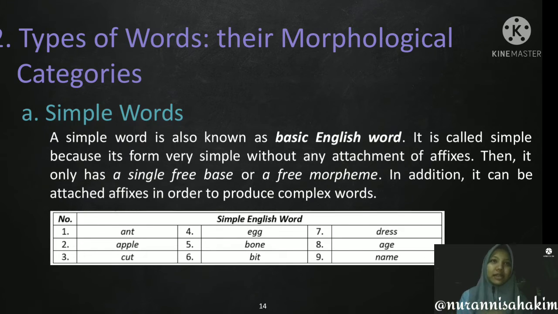The second type of words is their morphological categories. They are divided into three types: simple words, complex words, and compound words. The first is a simple word. A simple word is also known as a basic English word. It is called simple because it is formed very simply without any attachment of affixes. It only has a single free base or free morpheme. In addition, affixes can be attached to it in order to produce complex words.